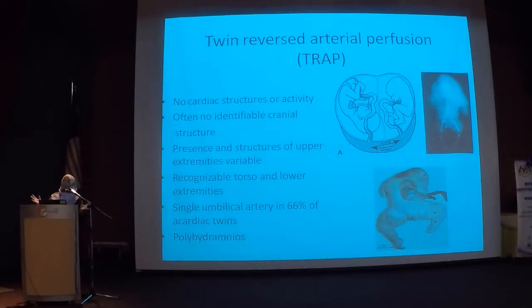The presence of structures of the upper extremities is variable. Sometimes you can see both hands, sometimes you cannot, or only very short or partial upper limbs. You can see the body, the torso, and the lower extremities clearly. In 60% you can have a single umbilical artery, and of course, because of the abnormal fetus, you can have polyhydramnios on that side.